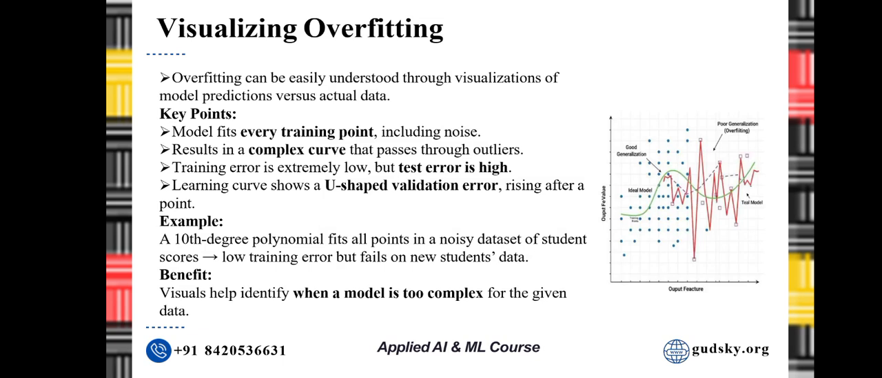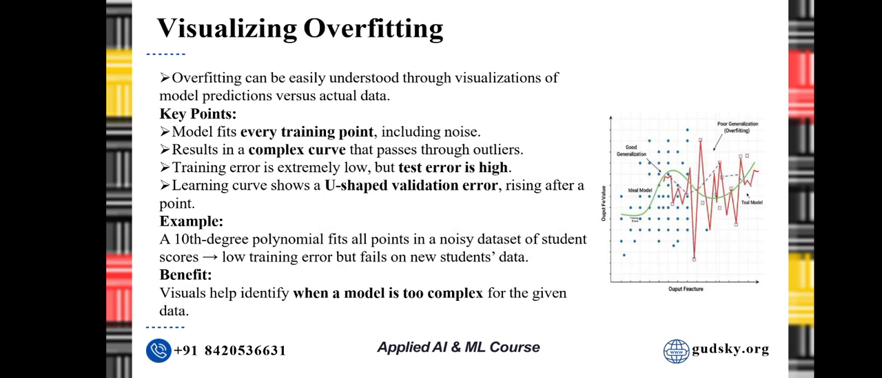Visualizing overfitting. When a model is overfitting, it tries so hard to fit every single training point that it even fits the noise, the random fluctuations that don't matter. If you visualize it, the model's prediction line will look like a twisting snake passing through every single data point, even the outliers. That's overfitting.